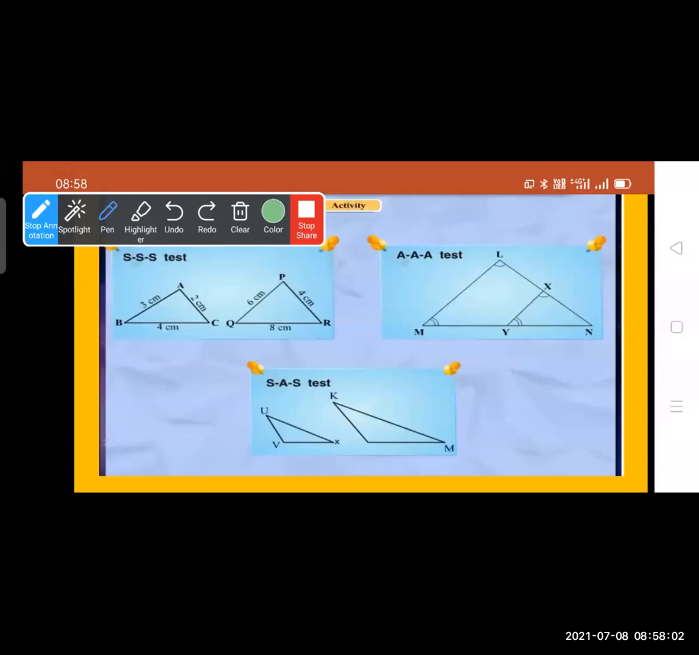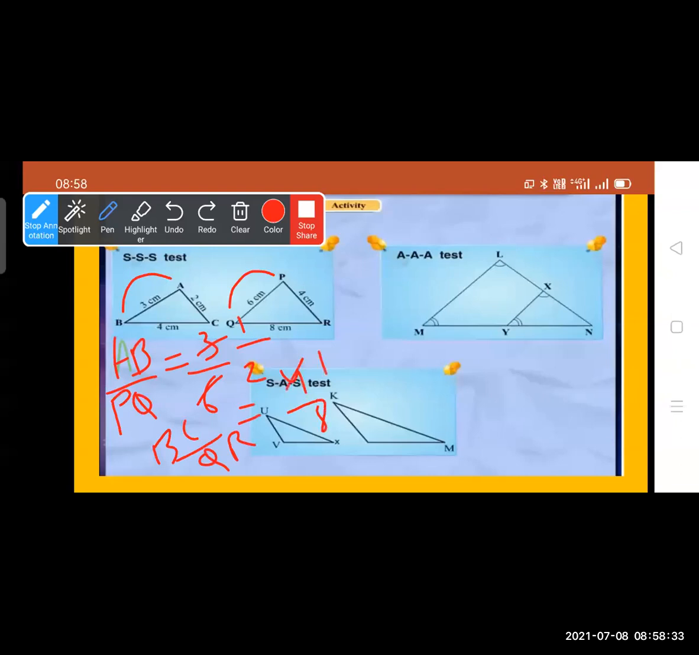here we consider A, B, C, P, Q, R. If you want to find the corresponding ratio, then find AB by PQ, that is equal to 3 by 6. Then 3 ones are 3, twos are 6. So you get 1 by 2. Then you find BC by QR, which is equal to 4 by 8. Again, you get 1 by 2.